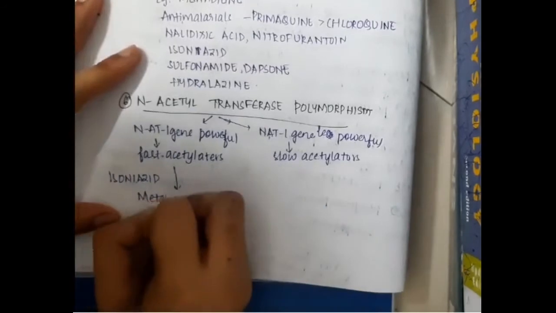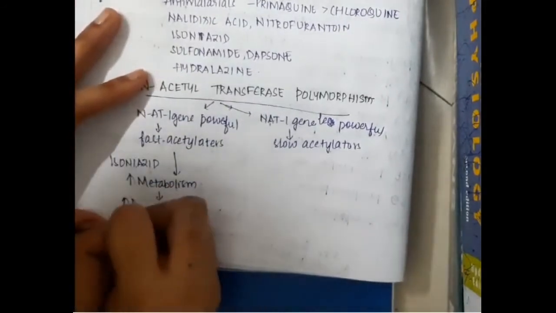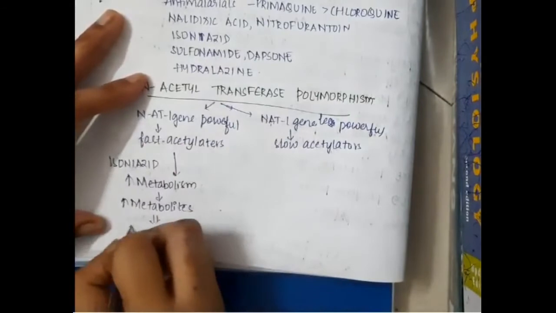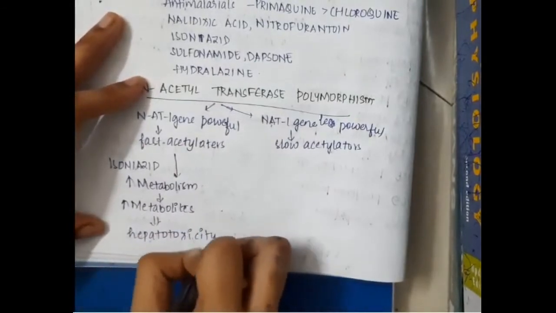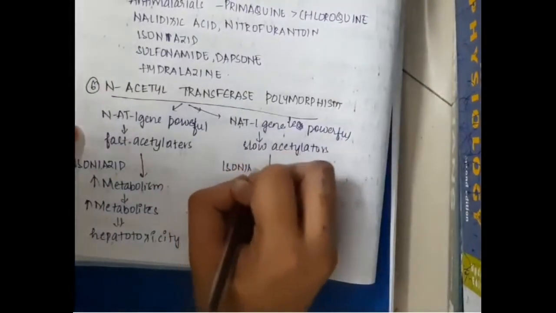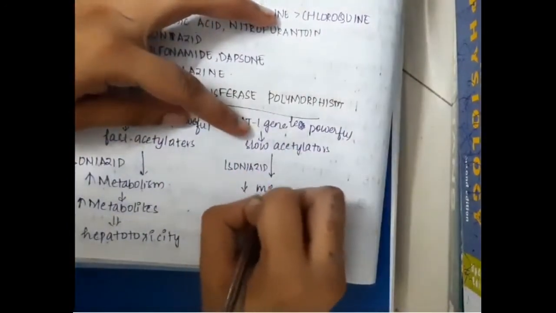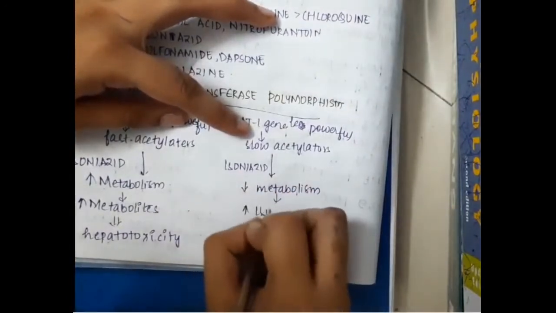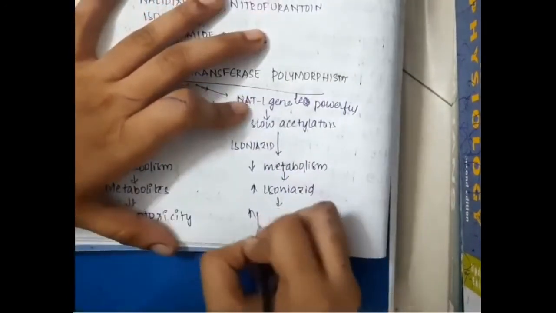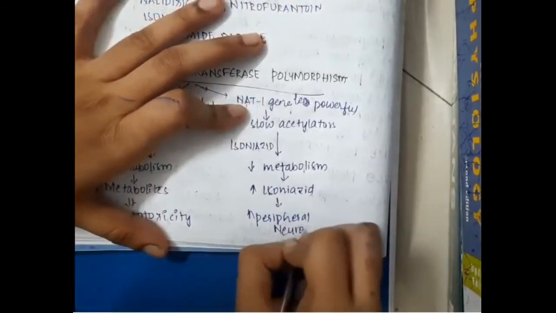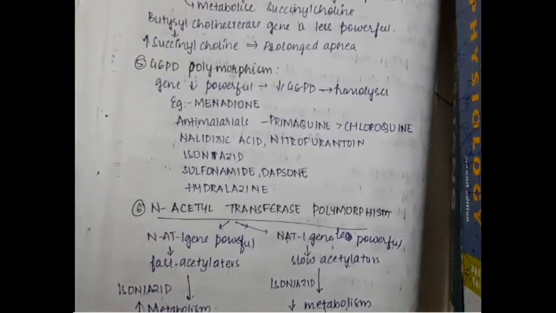For example, if isoniazid is given to a person with a powerful gene, there is increased metabolism of isoniazid, forming increased metabolites which cause hepatotoxicity. In slow acetylators, isoniazid metabolism decreases and isoniazid levels increase, causing peripheral neuropathy. So peripheral neuropathy is seen in slow acetylators, and hepatotoxicity is seen in fast acetylators. So this is about gene polymorphism.